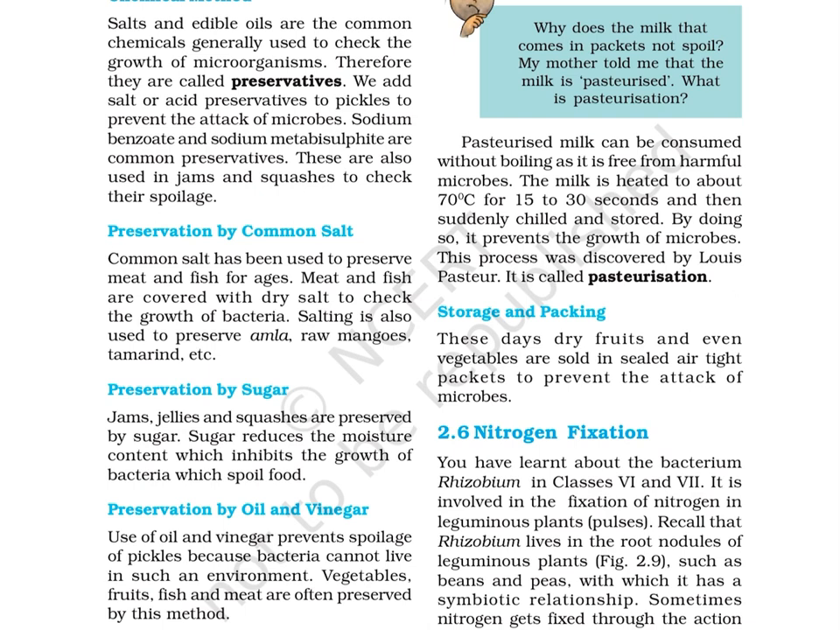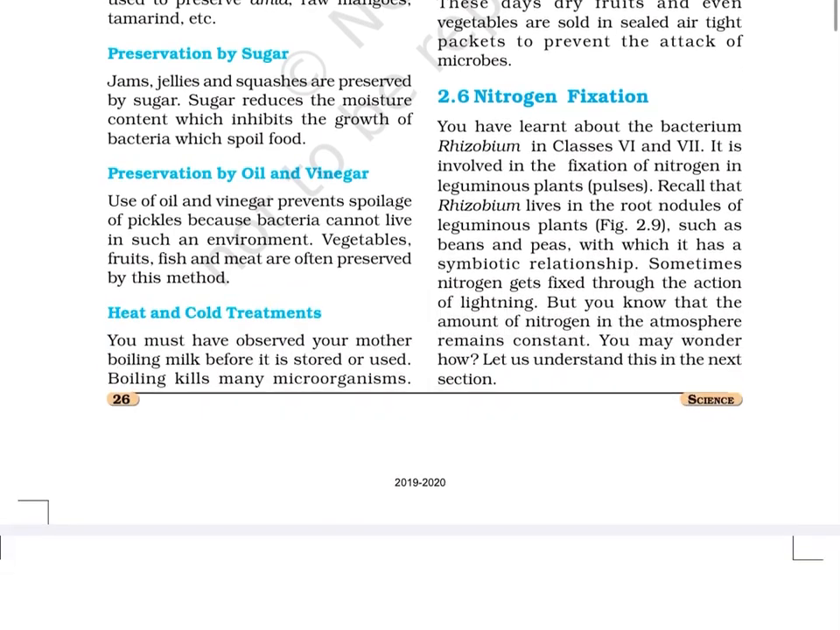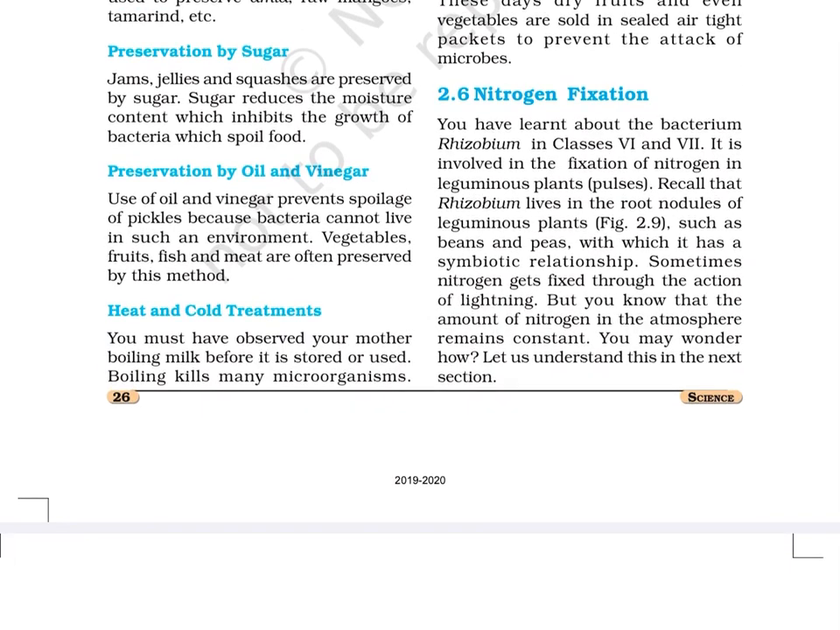of microbes. 2.6. Nitrogen fixation. You have learnt about the bacterium Rhizobium in class 6 and 7th. It is involved in the fixation of nitrogen in leguminous plants' pulses. Recall that Rhizobium lives in the root nodules of leguminous plants, as shown in figure 2.9, such as beans and peas, with which it has a symbiotic relationship.